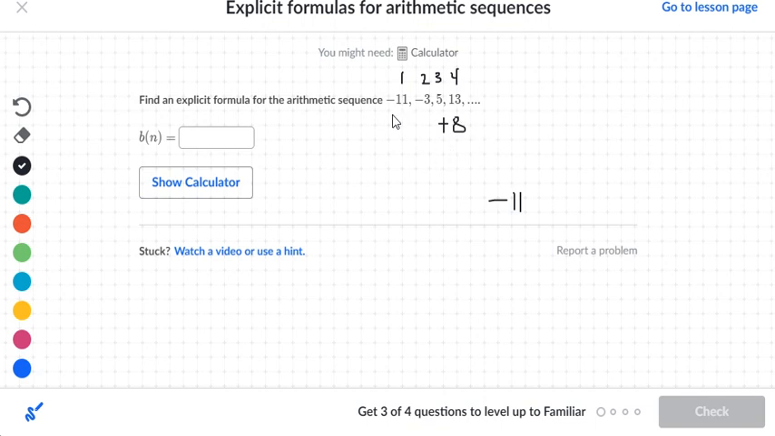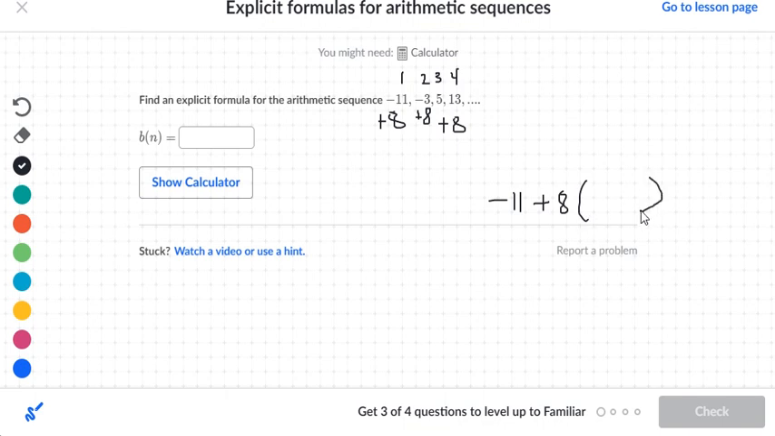So let's go back and check this. Negative 11 plus 8 would be negative 3. Let's take negative 3 plus 8. So negative 3 plus 8 is a positive 5. So our rule here is positive 8. So we got negative 11, that's our first number in the sequence. Our rule is plus 8.